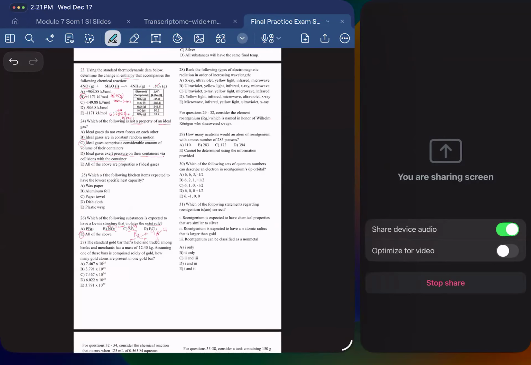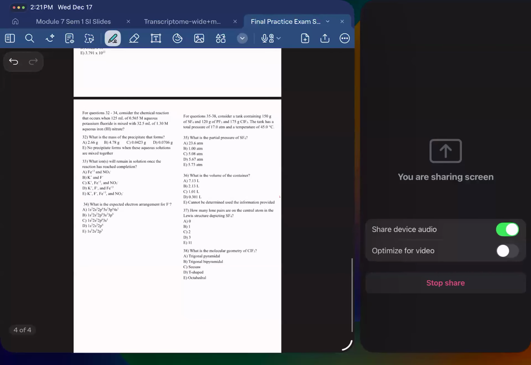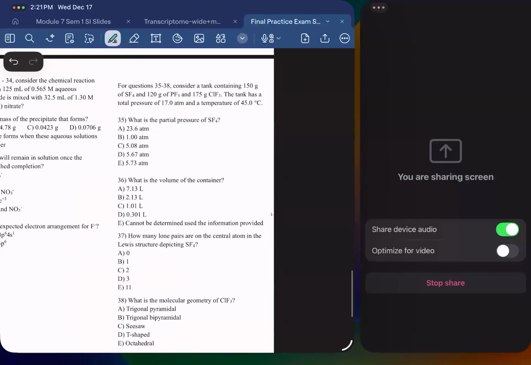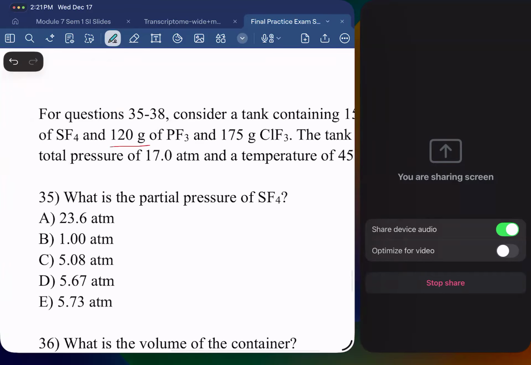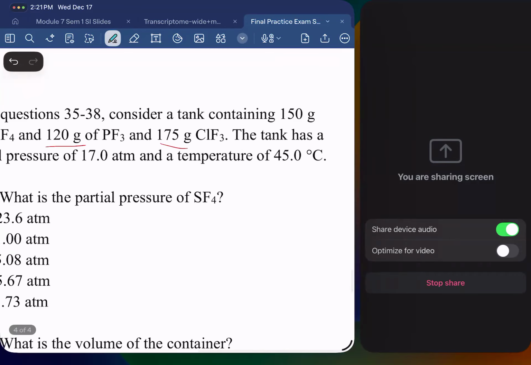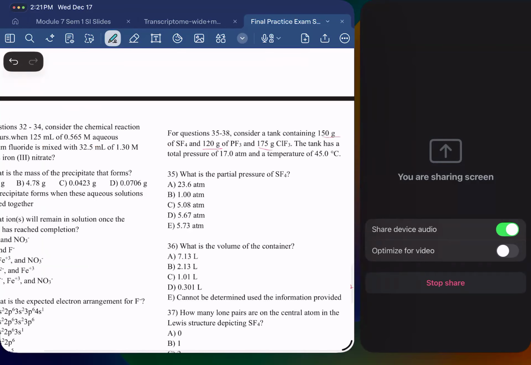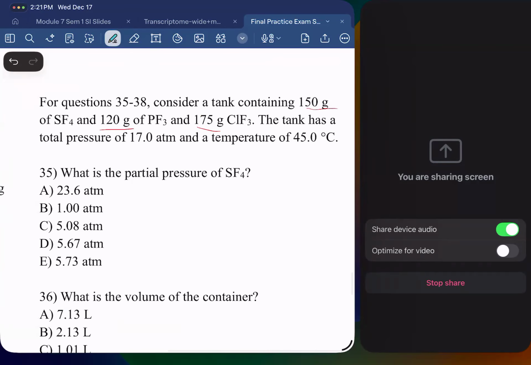Can we go over 36? 36 sounds good. Let's see, 36. So all these questions kind of go hand in hand here. We're asked to figure out the volume of the container using the information given. So what we need to do first is figure out the moles of each of these guys. And then by finding the moles of each of these guys, we can figure out the total number of moles. So let's do that. We got 120 grams, 175 grams, and 150 grams.